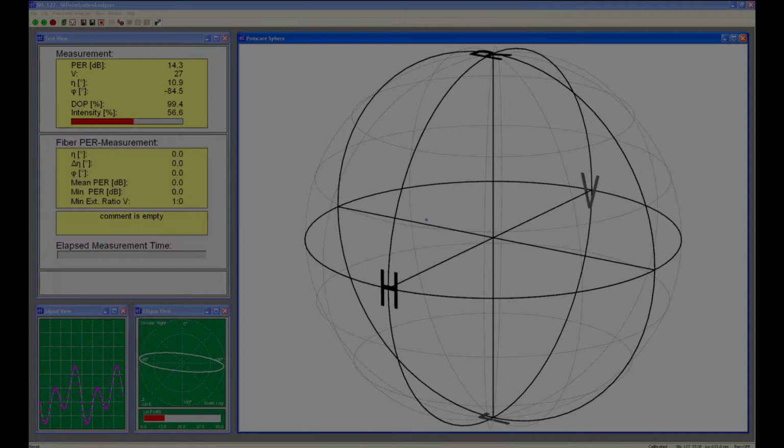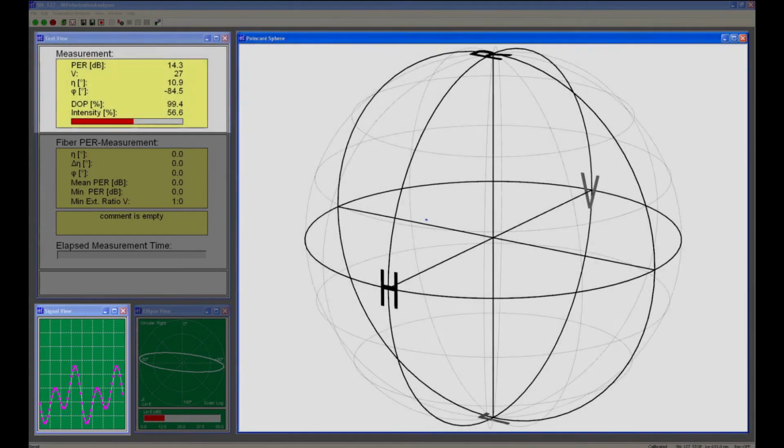The polarization is determined by evaluating the light arriving at a photodetector after passing through a rotating quarter wave plate and a static linear polarizer. The Stokes parameters are retrieved from a detailed analysis of the photodiode signal, determining the position on the Poincaré sphere and the degree of polarization.